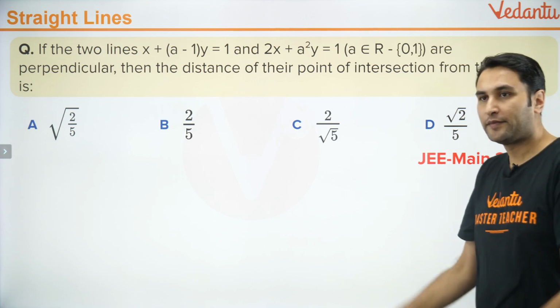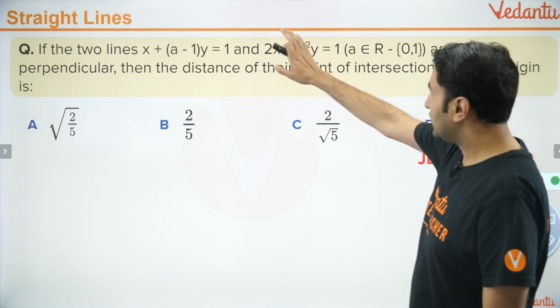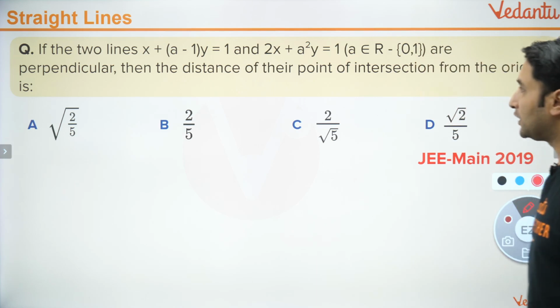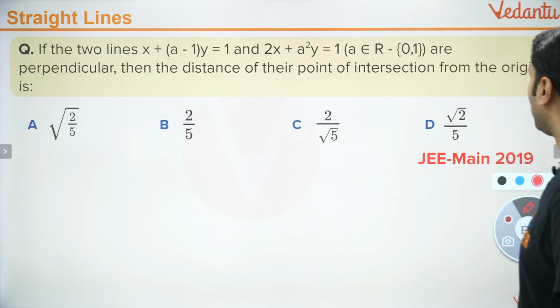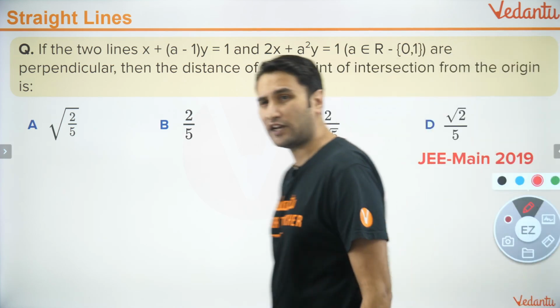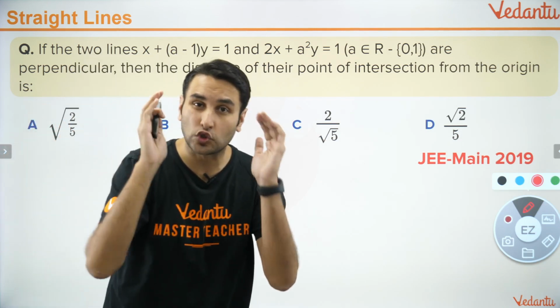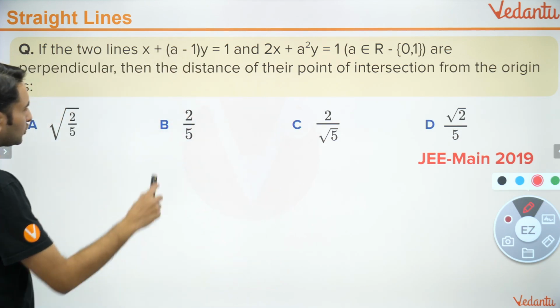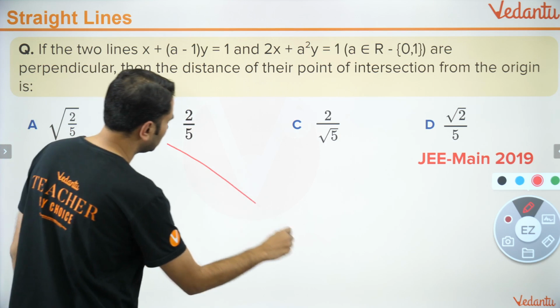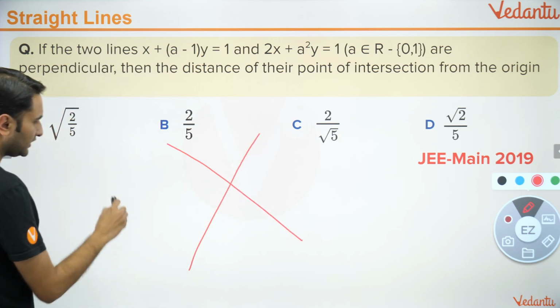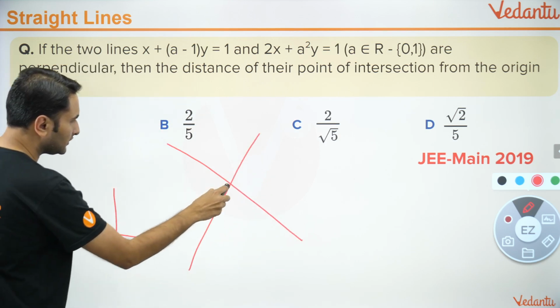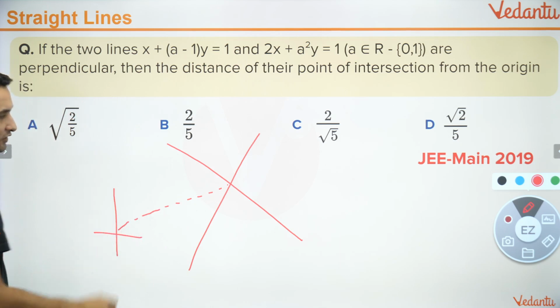Let's move ahead. Now, if two lines this and this are perpendicular, then the distance of their point of intersection from origin is. What will you do? Just always create a story in your mind. Always create a story. There are two lines. One line is this and one line is this. What do you want? You want the distance of the point of intersection from origin.